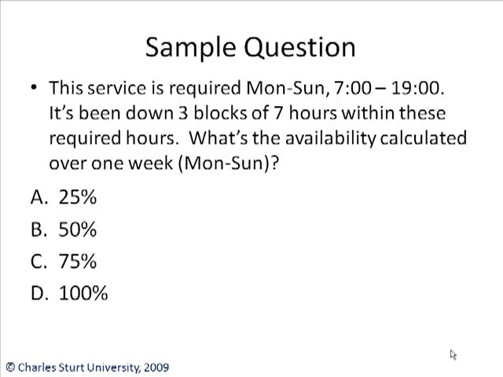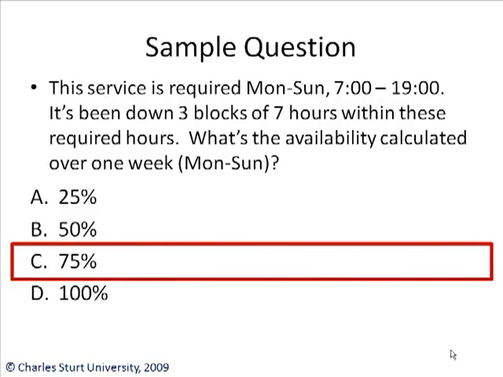Okay, well, the answer is 75%. Monday to Sunday from 7 to 7 is 7 times 12 equals 84. It's been down for 21 hours. 84 minus 21 over 84 times 100% equals 75%.